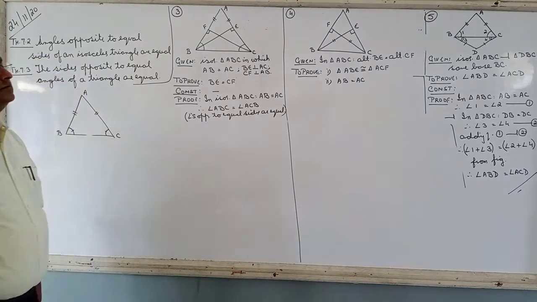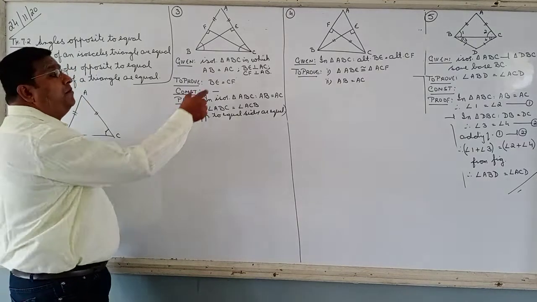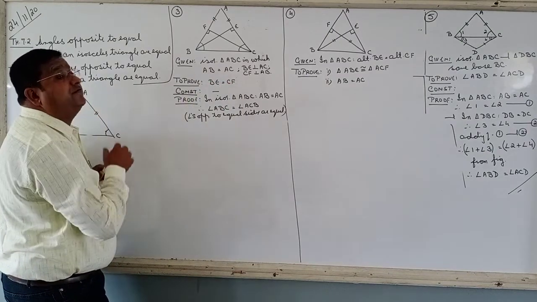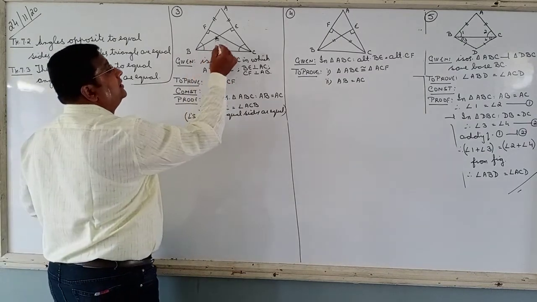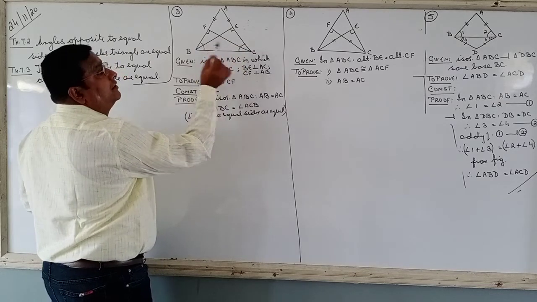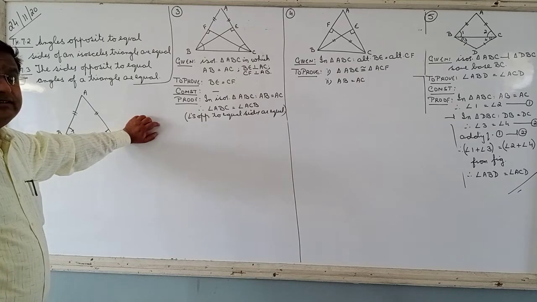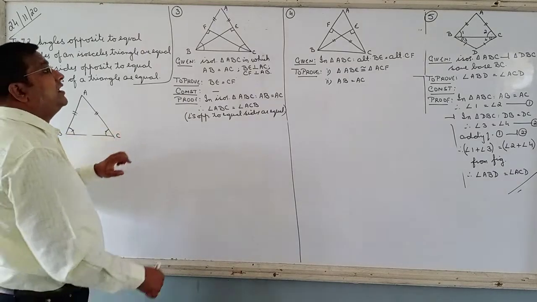Right? Any confusion? Okay. Now observe. We want BE equal to CF. So observe, where is BE? This is BE. And this is CF. Yes or no? So observe it very carefully.